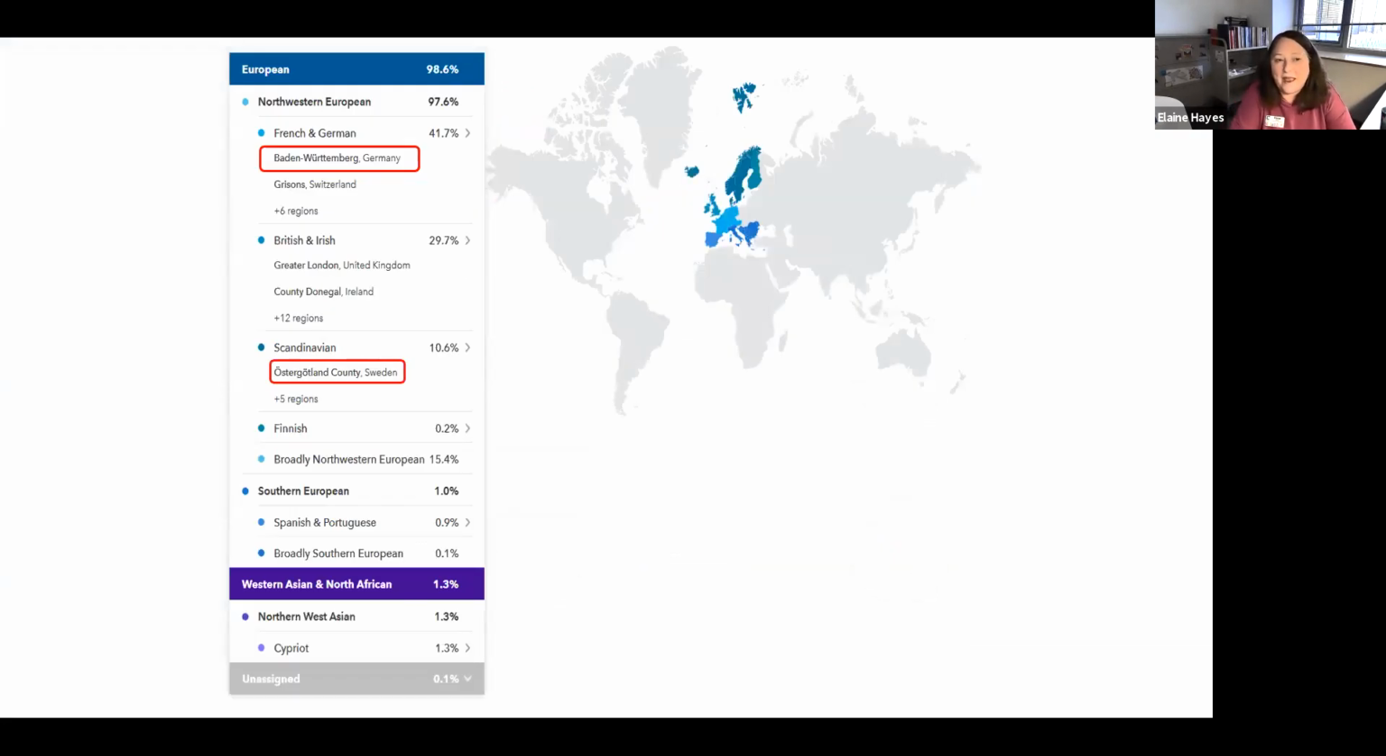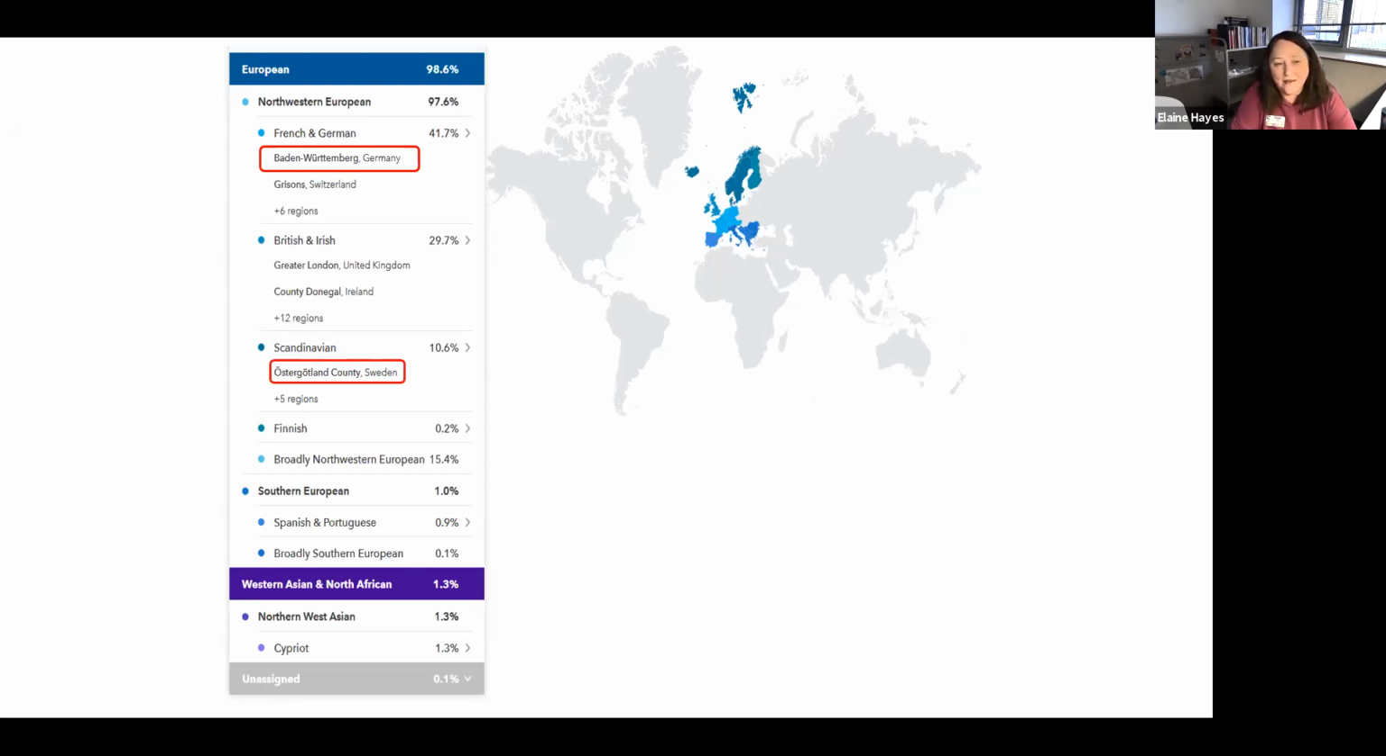So I looked at my ancestry, and this was kind of exciting when I first looked at it, because under French and German, they have 6 regions and they go pretty into detail. And I saw that Baden-Württemberg, Germany, and that's exactly where my mom's grandfather came from. That's exactly where he came from. It's Baden-Württemberg, Germany.